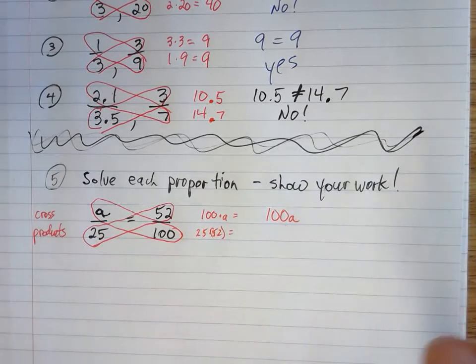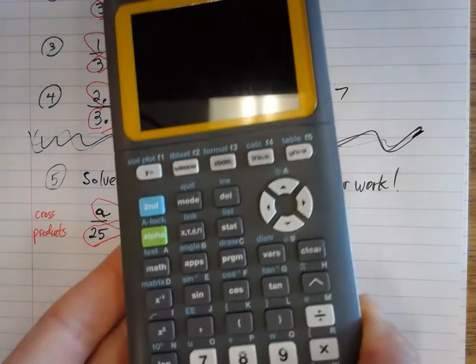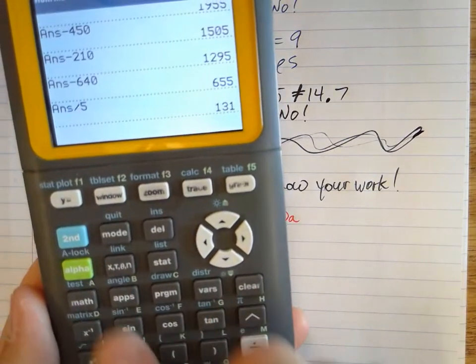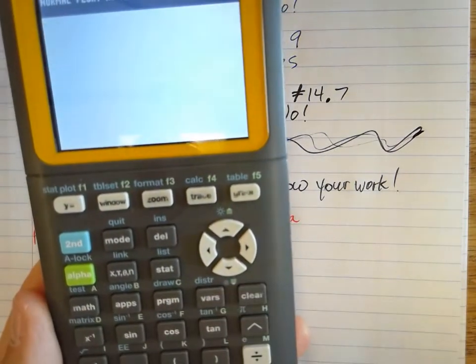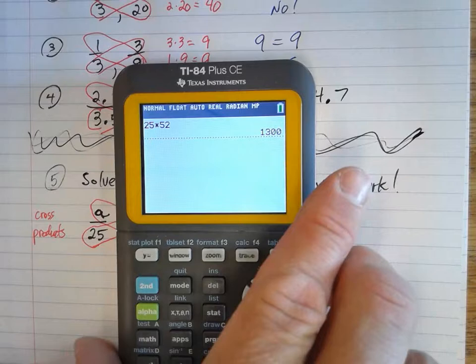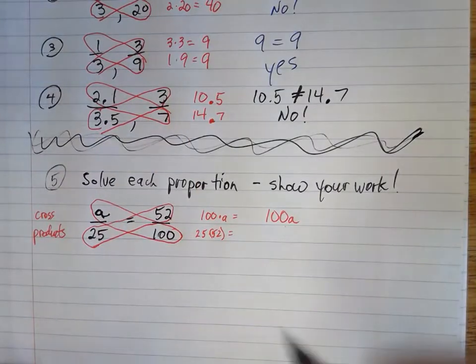Now I don't know what 25 times 52 is right off the bat, so you might want to grab your trusty little calculator, and that's okay. If you want to multiply it out by hand, that is no problem. 25 times 52 gives me a product of 1,300, okay? 1,300.